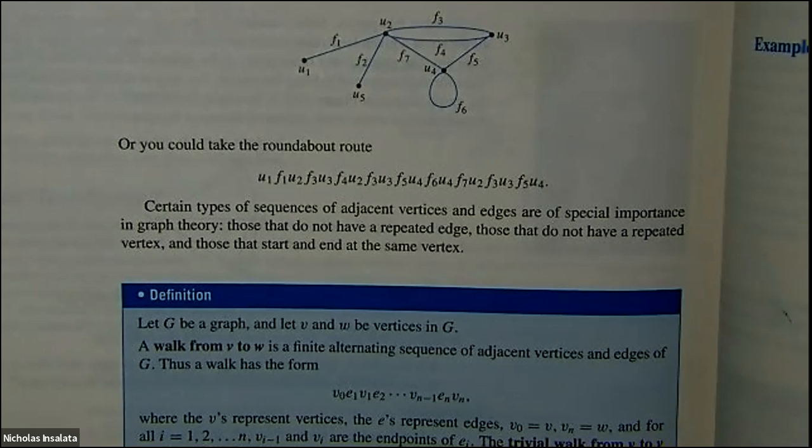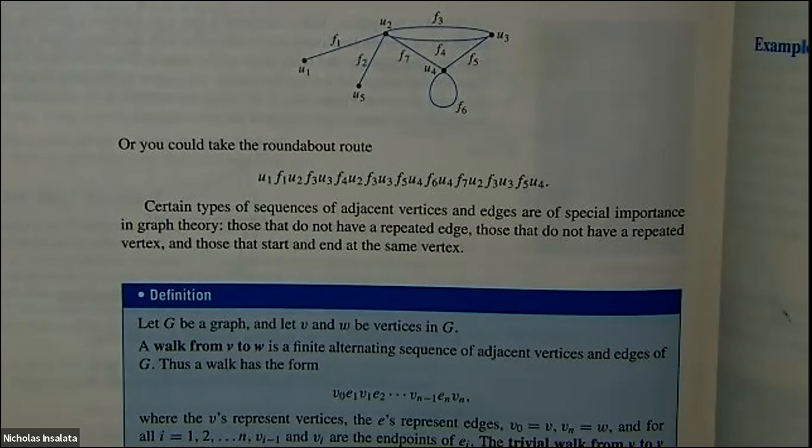Doesn't have to be long. Okay. F1, F3, F5, F6, F7, F2. Okay, well, that's definitely a trail because you didn't repeat any. Those edges are all different.